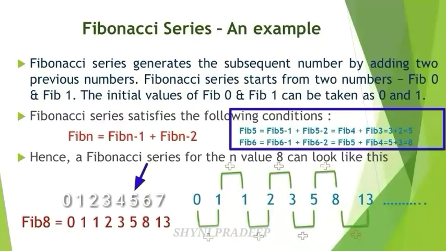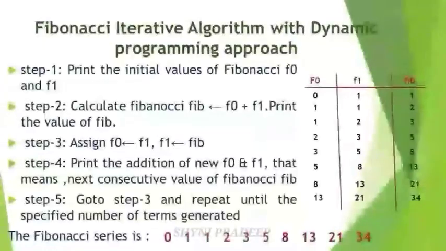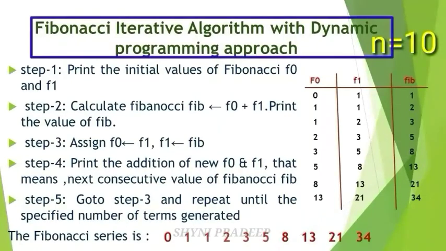So for the 6th index position, we have to calculate the previous elements, 3 plus 5, that is 8. So this is the way you have to calculate the Fibonacci series by using this condition. Okay. If you want to generate the Fibonacci series for 8 digits, you will get this output. But if you want to generate the Fibonacci series up to 10 digits, n is equal to 10, how will you generate the Fibonacci series? Write the steps for the Fibonacci iterative algorithm.